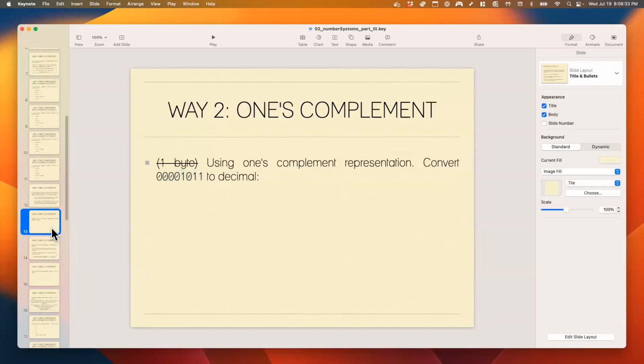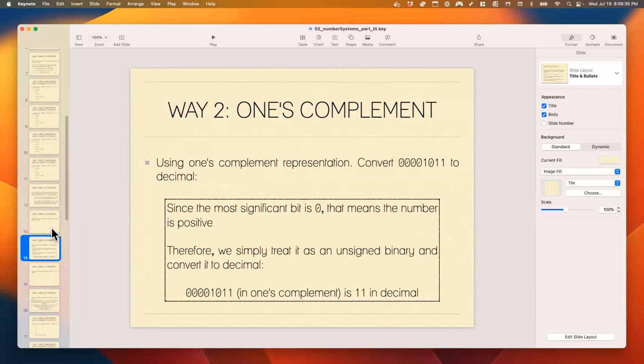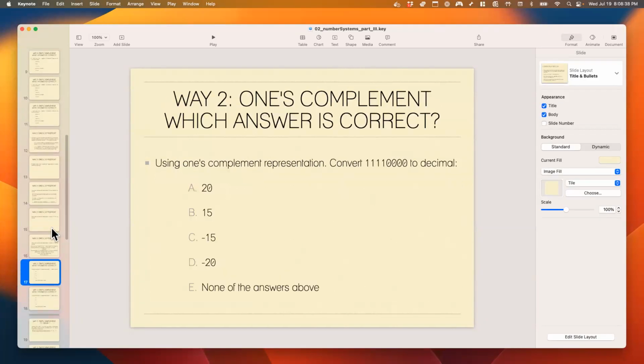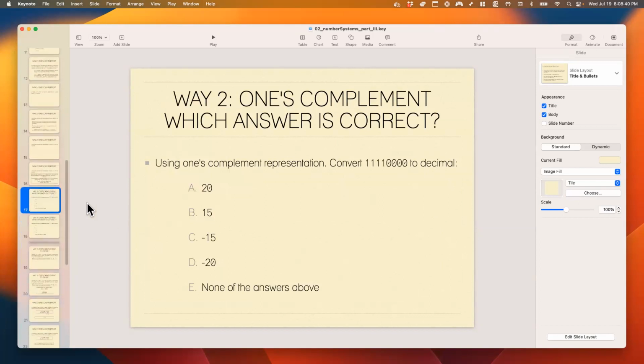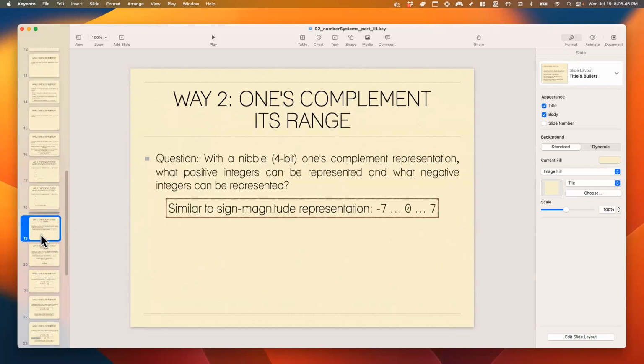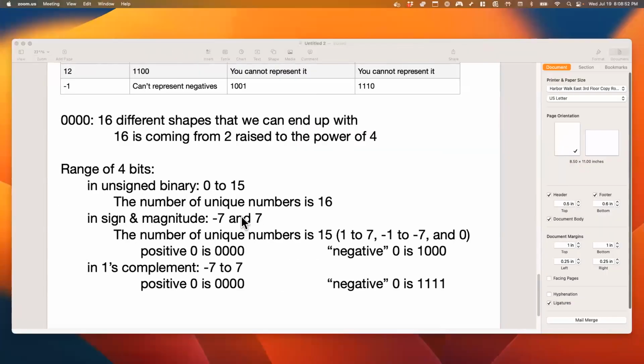So we actually did that, and I don't want to repeat all of that. I'll let you review that at home if you need to. I'll post the slides. And for this one also, I'm not going to show you the answer. This is the range of both sign and magnitude and 1's complement. We did establish that in sign and magnitude, this is the range in 4 bits. In 1's complement, this is the range using 4 bits.